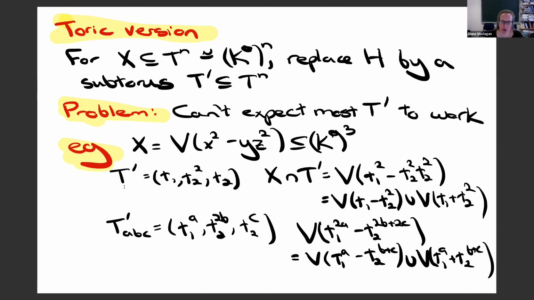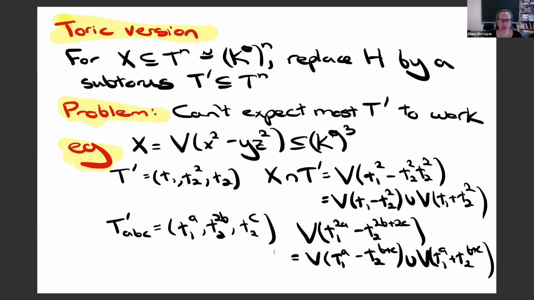If I take another two-dimensional subtorus, T prime, parameterized by T1, T2 squared, T2. The intersection of X with T prime, in the coordinates on T prime, I just substitute in: X is T1, Y is T2 squared, Z is T2. I get the variety of T1 squared minus T2 squared times T2 squared, which we can see is a difference of two squares. This is irreducible. So this is reducible, I should say. So we've sliced it. So that's one example.